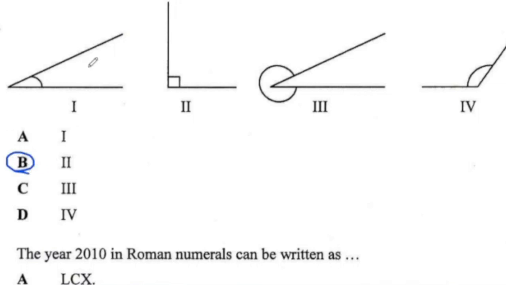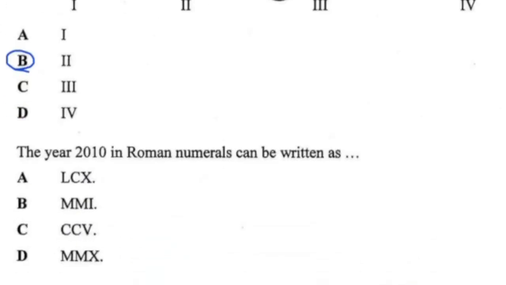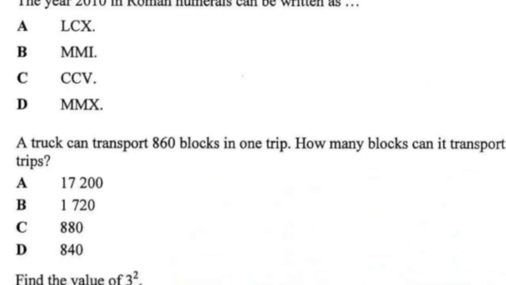Okay, this is acute, less than 90 degrees, and this is obtuse, more than 90 degrees. So the only one which is 90 degrees is this one. Okay, so let's go to the next question, which is question 18.